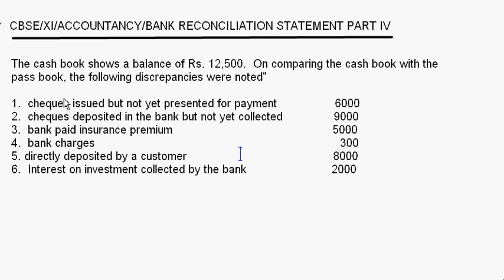Now here you see the first one, checks issued but not presented for payment. That means when the check is issued, the cash book balance decreases because we note that down in the cash book, but it is not presented for payment. So the bank balance is more, the cash book balance is less, right? So decreased cash book balance means we have to add this amount, right?